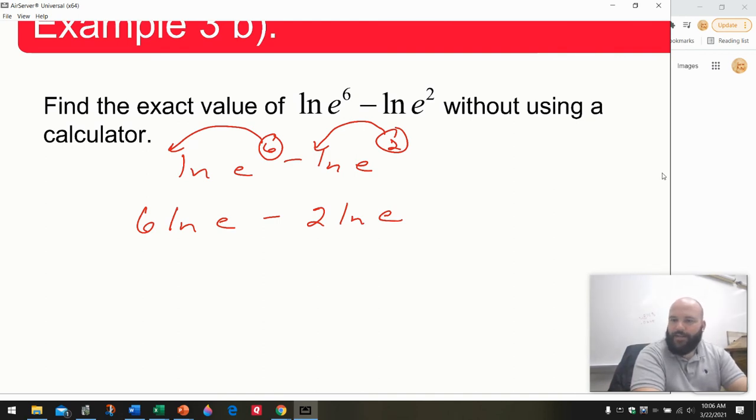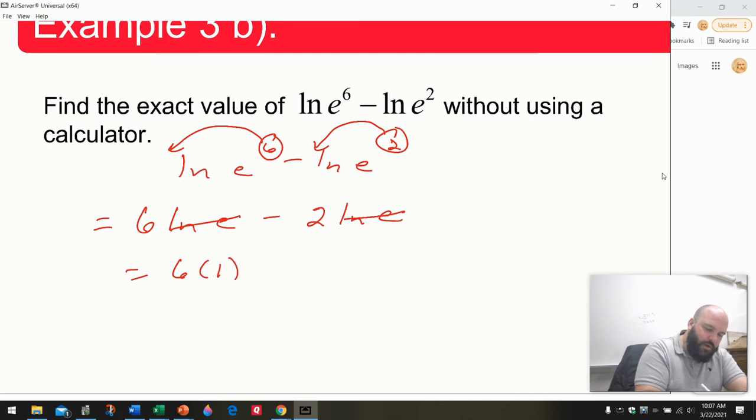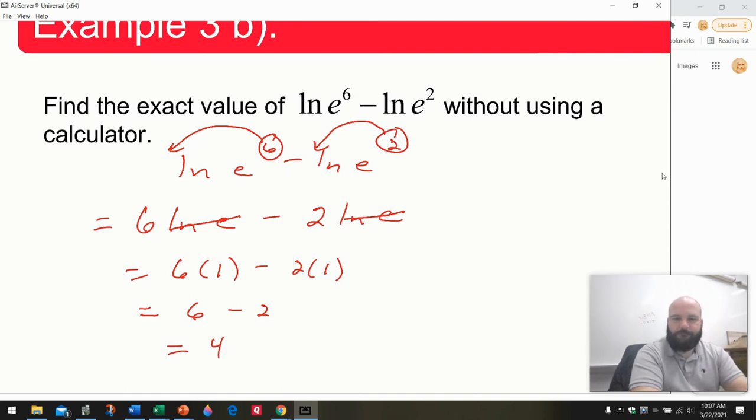And now what you have to recognize is that we have natural log of e. Natural log of e is simply log base e. So what that's saying is log base e of e. And just like in the last problem, whenever you have the base of the log match the number that is being logged, they just cancel. They turn into 1. So natural log of e turns into 1. Natural log of e also turns into 1. So what this gives me is 6 times 1 minus 2 times 1, which is, of course, 6 minus 2, which gives me 4. There's my final answer.